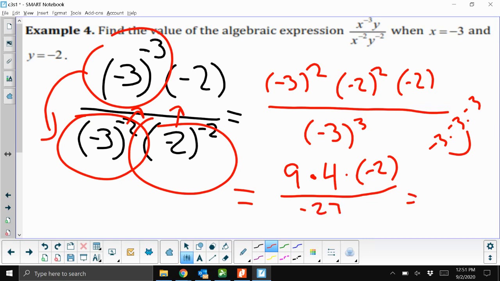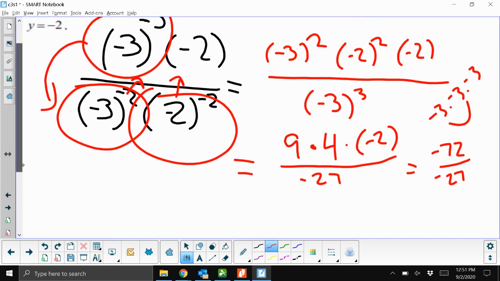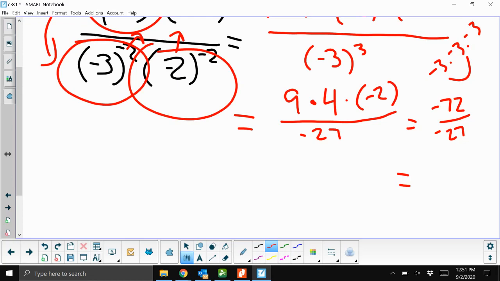Almost there. So now we just have to multiply all this out. So we could say, well, 9 times 4 is 36. 36 times -2 is -72 all over -27. Well, since we have a negative on top and bottom, it becomes a positive. So it's 72 over 27.